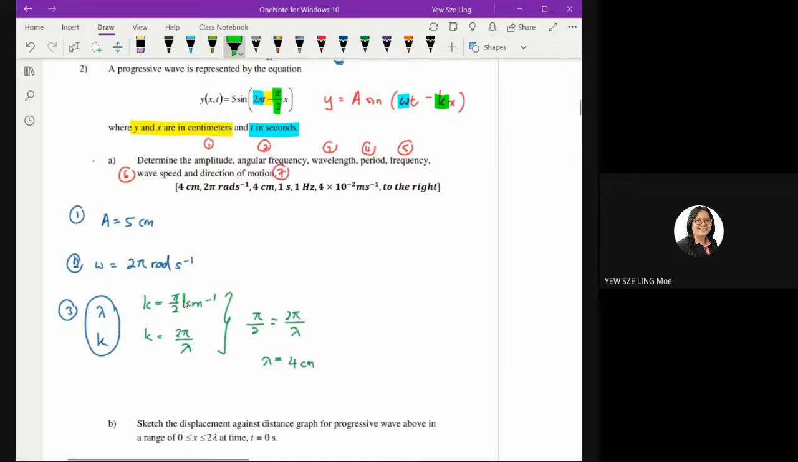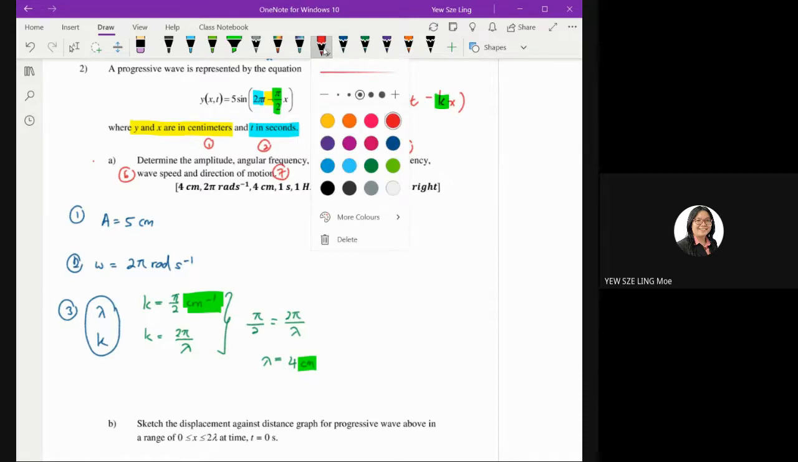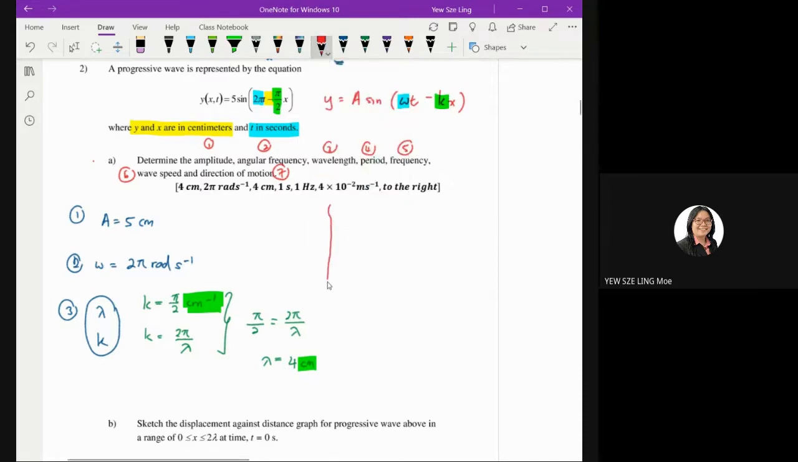So remember how to determine the unit: you look at the unit for K. So K is cm^-1. Therefore, lambda is cm. So we are done with the third question, wavelength. Now question number 4, period.